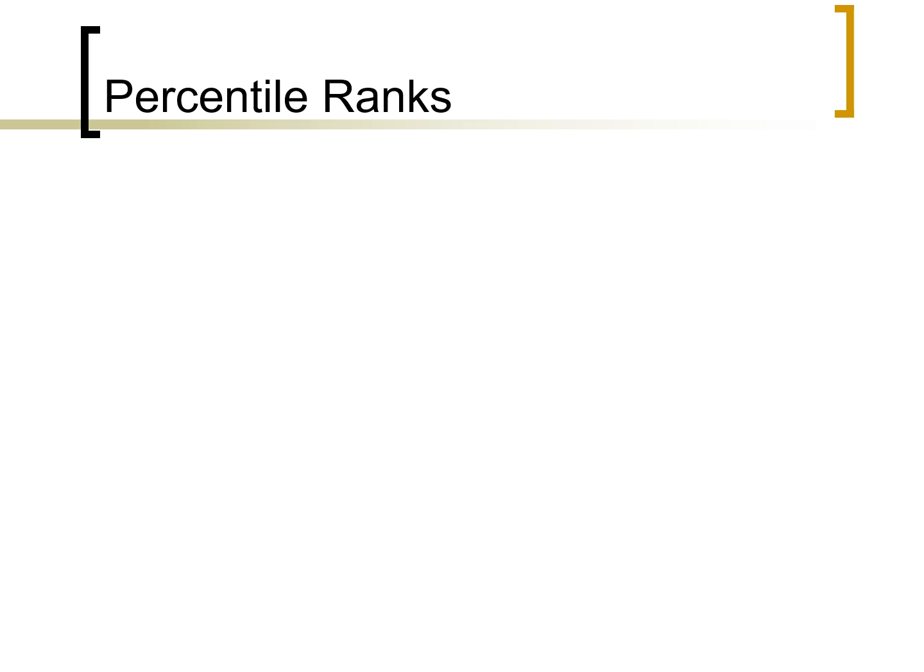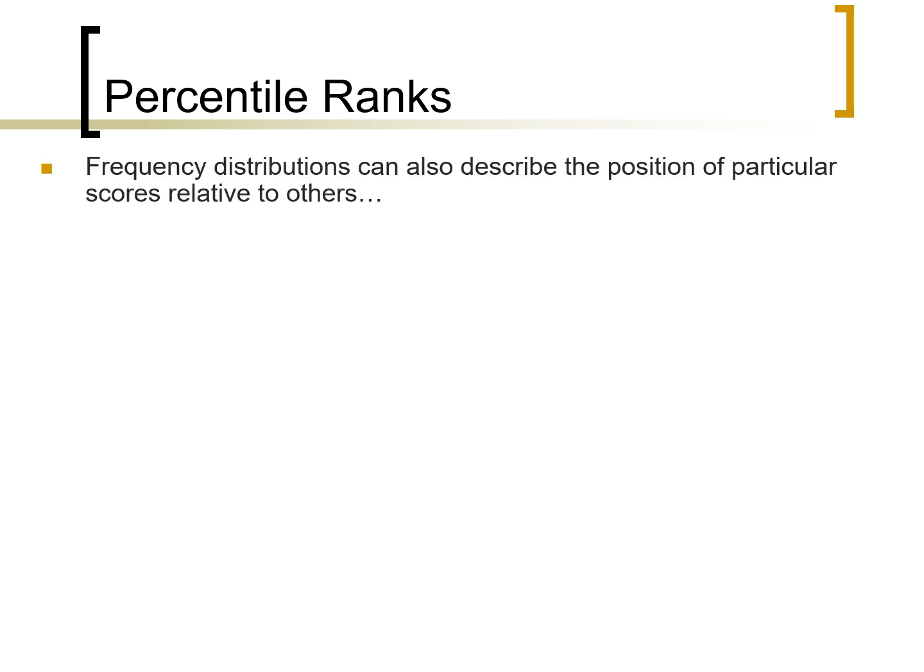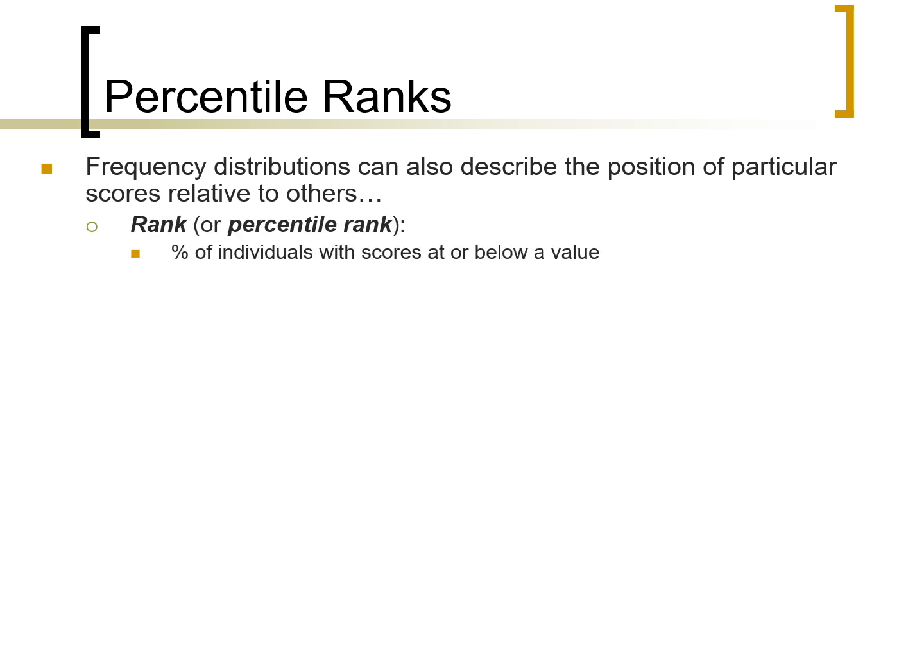We can also move from looking at individual scores and look at accumulation as we move up or down in values. So this describes particular scores relative to others in terms of a rank or a percentile rank. So percent of individuals with scores at or below a given value.